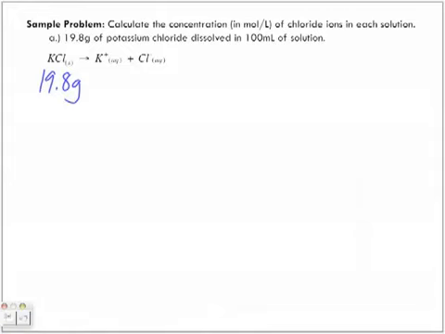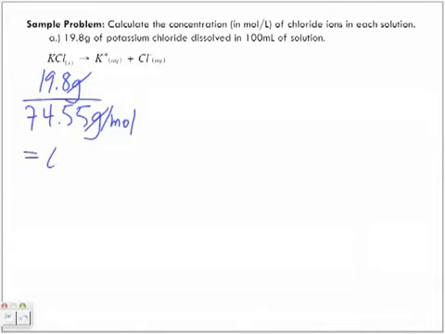Because we're going to be using stoichiometric methods, we want to start off by finding the number of moles of potassium chloride. To do that, we take our mass and divide it by the molar mass of potassium chloride, which is 74.55 grams per mole. Grams cancel out, and we're left with 0.266 moles of potassium chloride.